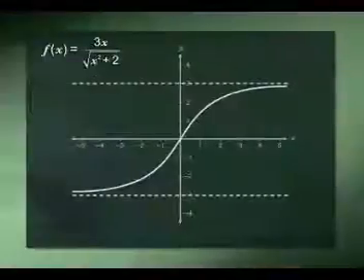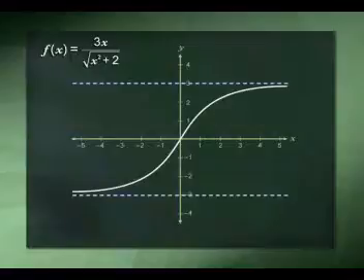Here's a picture of that function. Kind of looks like the tangent function kind of twisted around, but it's not. This is a rational function. This is a square root type function. But notice that off to the right, it's approaching 3, and off to the left, it's approaching -3. Kind of interesting, isn't it?